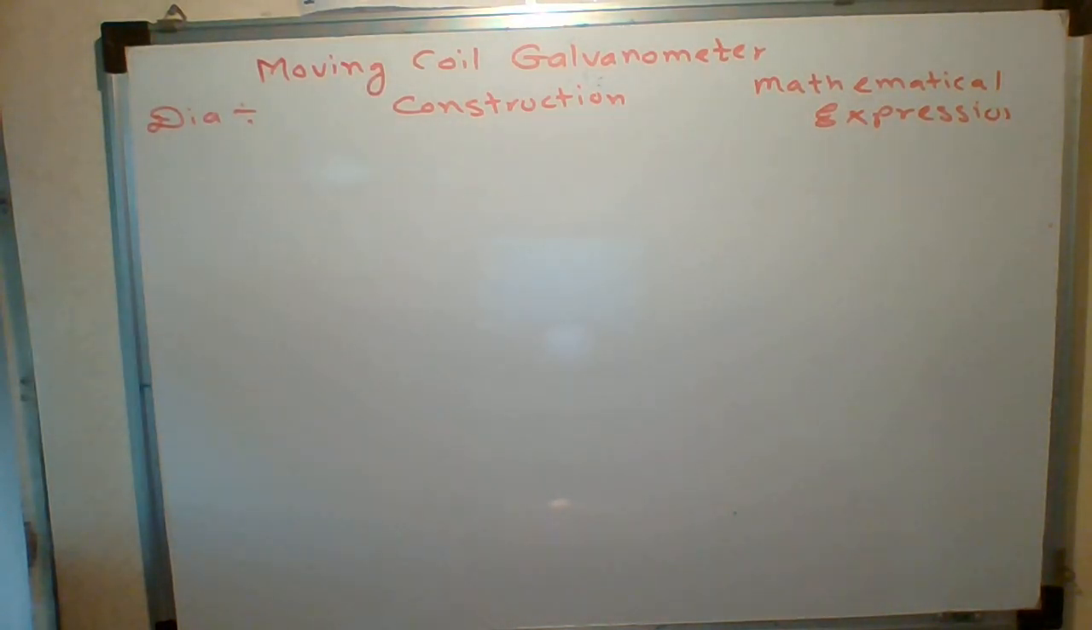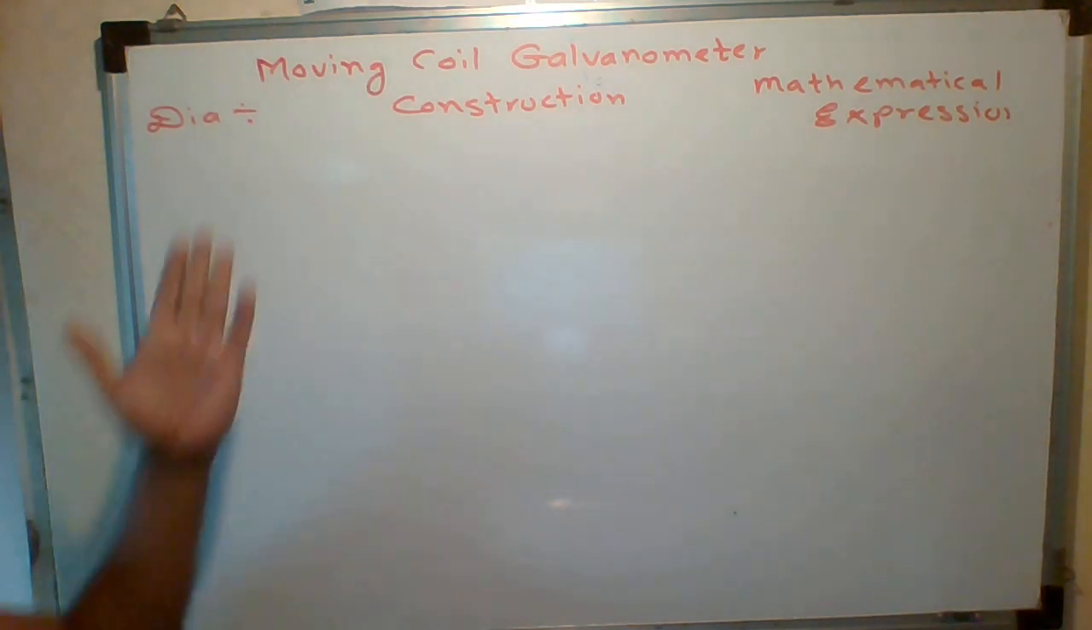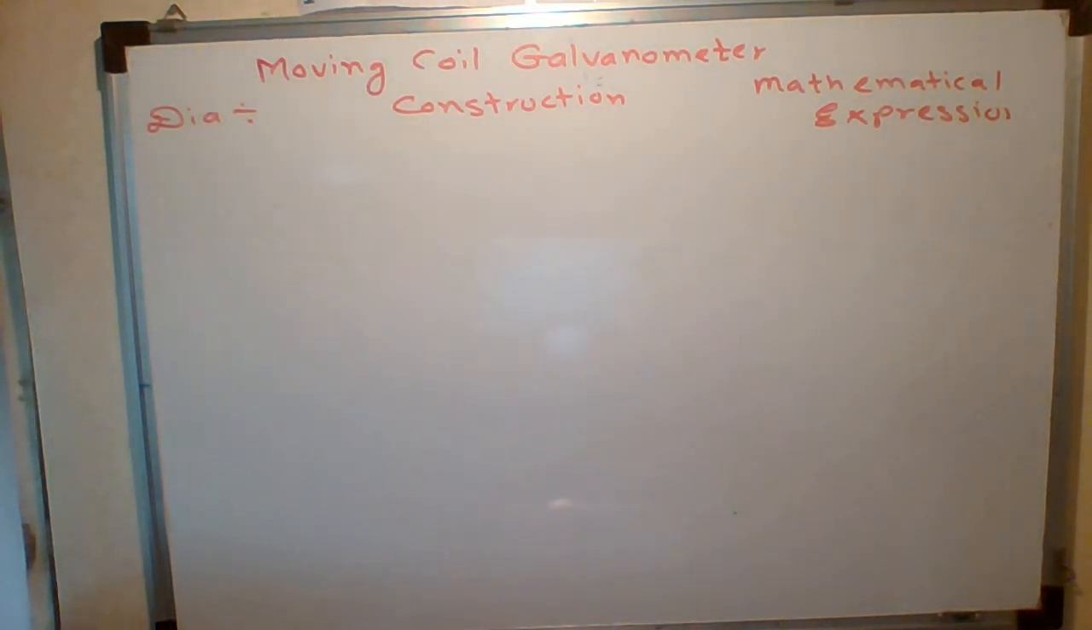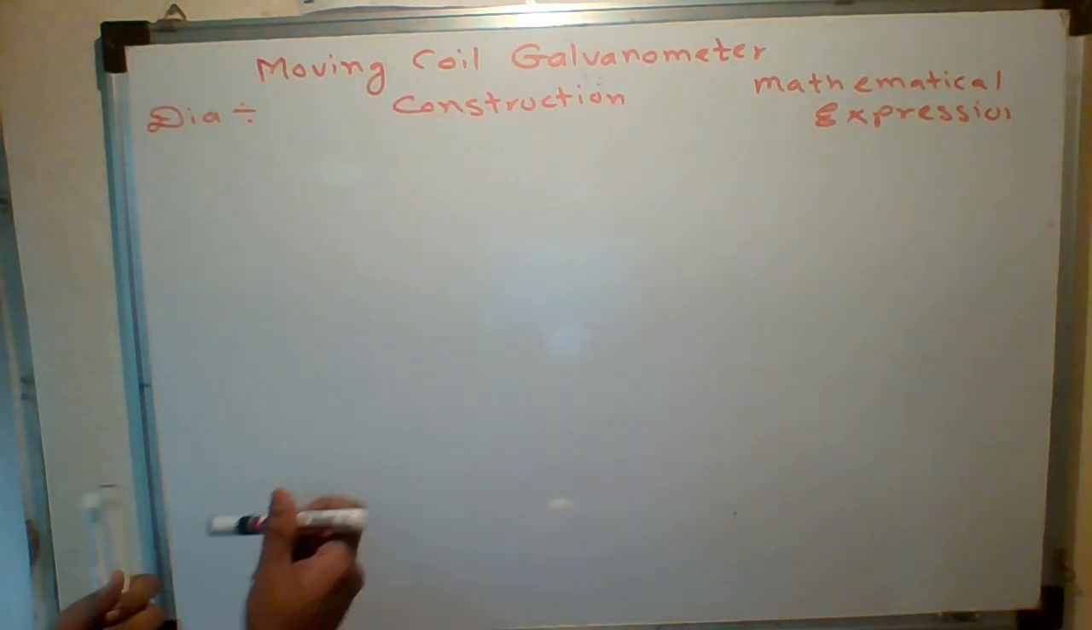Students, what is the next question? Explain construction and working of moving coil galvanometer. Okay, so how does it look? Let me explain the theoretical part.